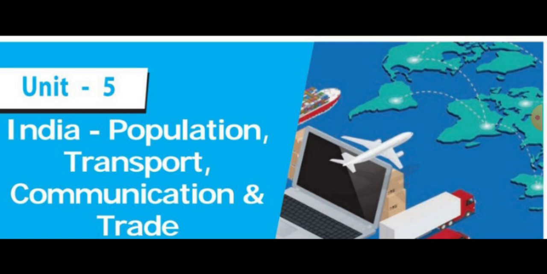1923. Then it got the name All India Radio. In which year did radio broadcasting get the name All India Radio? Very good, 1936. Then again it was renamed Akashvani. In which year did it get the name Akashvani? 1957.